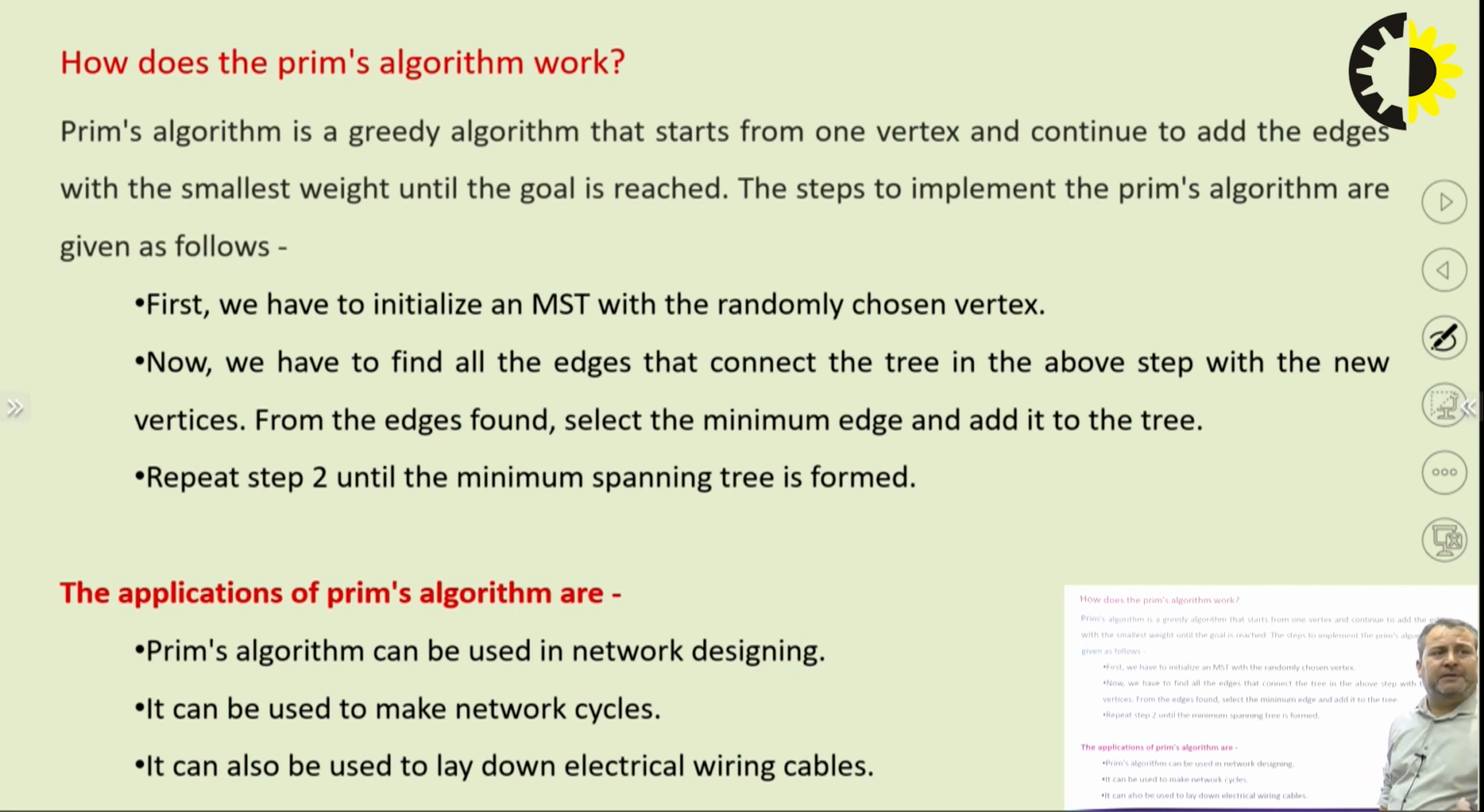Let's see the process, the steps by which we can find it. These are all the steps to find the minimum spanning tree. First we have to initialize an MST with a randomly chosen vertex. Suppose a graph is given like this, with vertices A, B, C and D. We choose one vertex randomly. You can choose A or B or any one, and then we start. We'll see it with the example.